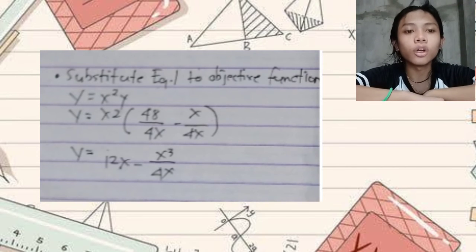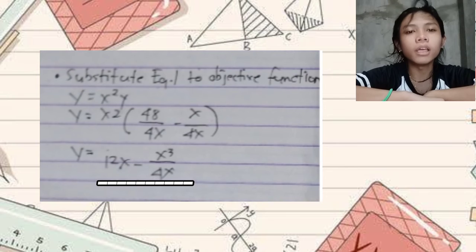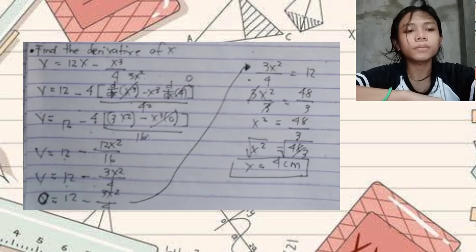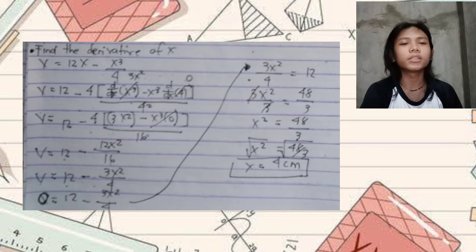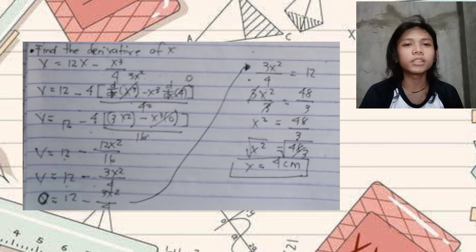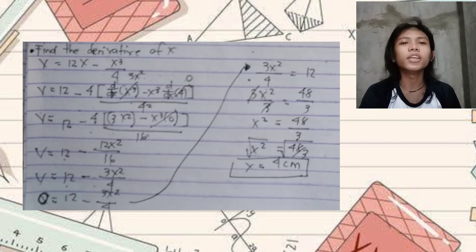Substitute equation 1 into the objective function. v equals x squared times y, so v equals x squared times (48 minus x squared) over 4x. And we get v equals (48x minus x cubed) over 4x. Then v equals 12x minus x to the power of 3 divided by 4, taking the derivative d over dx of x to the power of 3 and of 4.